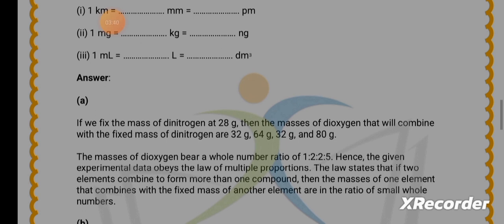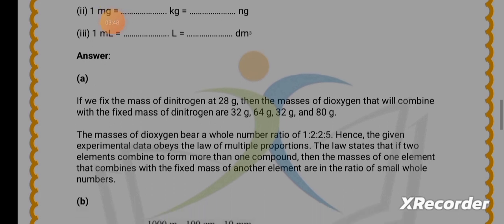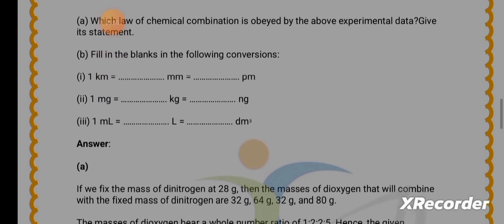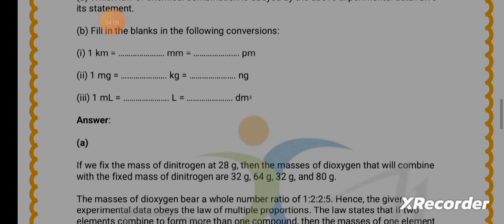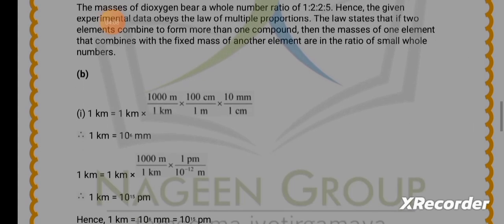As you all know, what is the law of multiple proportions? When two or more elements combine together to form more than one compound, this is called the law of multiple proportions. Now here is the second question, where you have to show these conversions. You have to convert 1 kilometer into mm, and into picometer, 1 mg into kilogram, and into nanogram, 1 ml into liter, and liter converted into decimeter cube.